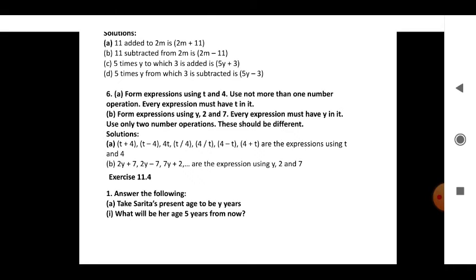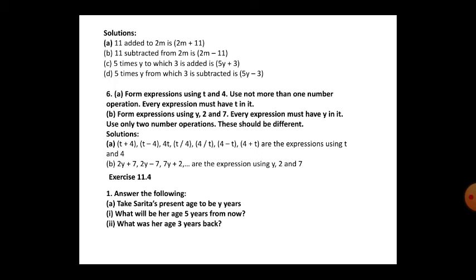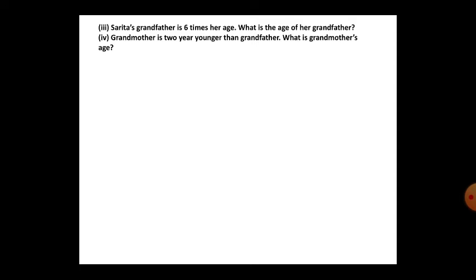What will be her age 5 years from now? What was her age 3 years back? Then Sarita's grandfather is 6 times her age. What is the age of her grandfather? Grandmother is 2 years younger than grandfather. What is the grandmother's age? And Sarita's father's age is 5 years more than 3 times Sarita's age. What is her father's age?